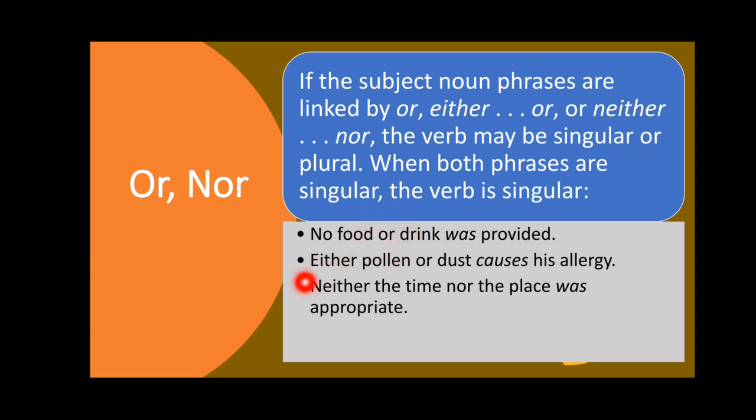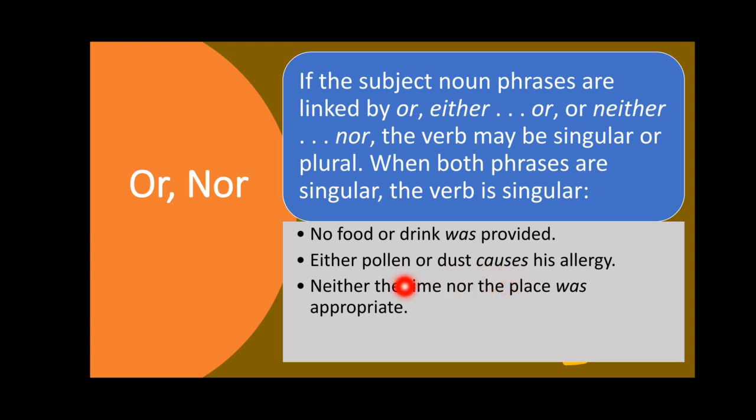Another example. Either pollen or dust causes his allergy. You can see here either pollen, which is a singular subject, or dust, which is a singular subject. That's why a singular verb causes is used here, right? It's quite different from the conjunction and, because when you use and, then we use a plural verb. But when we use or, we use a singular verb. You can see here, causes.